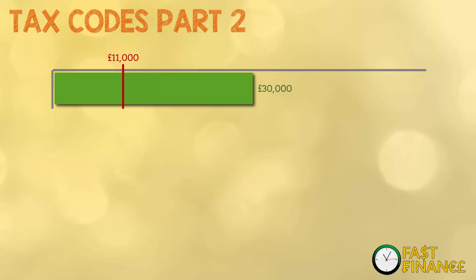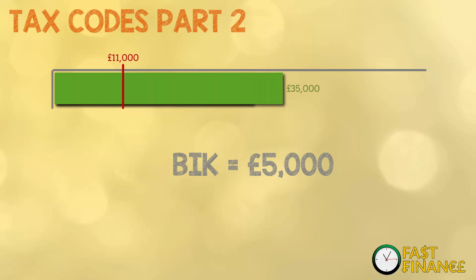For this example, we will say the BIK is £5,000. This doesn't mean you owe £5,000 in tax. Rather, you owe tax on an extra £5,000 of income. So HMRC now classes your income as £35,000 for tax purposes. However, you don't actually receive the extra £5,000 for them to take through PAYE.